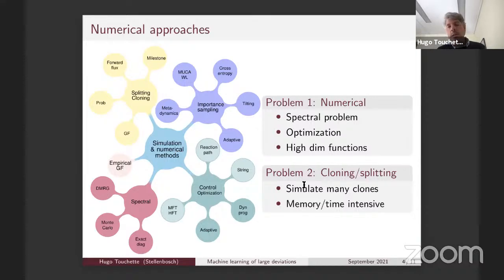And again, there's no free lunch. If you can solve the problem using cloning, it means that you've solved the spectral problem or an optimization problem. On the other hand, if you solve that spectral problem, you could use the solution to actually do cloning and importance sampling. So they're all related.